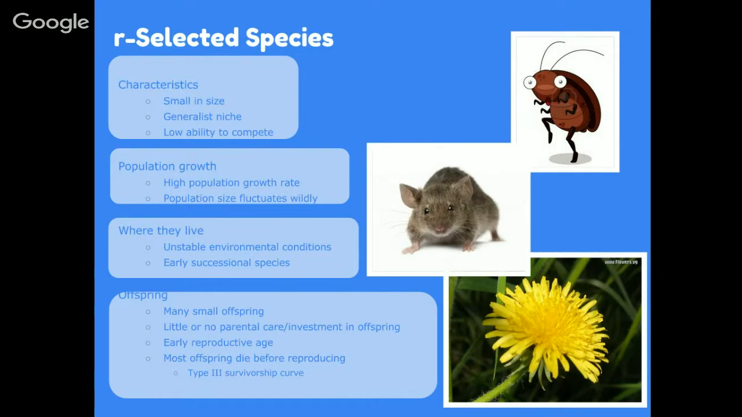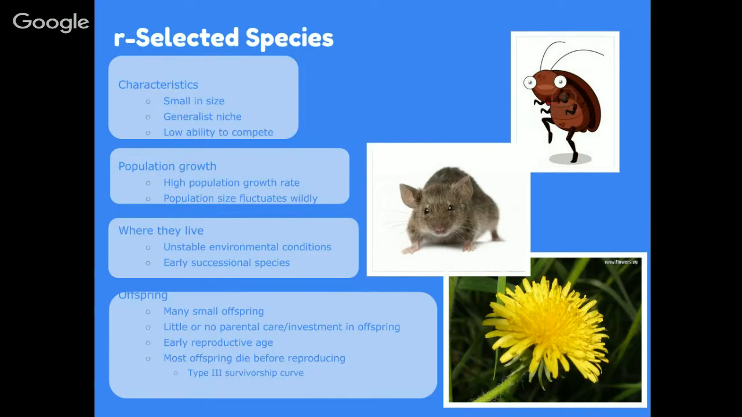As far as their offspring goes, they'll have a lot of offspring. There'll be very little parental care or investment in those offspring because there are so many, they can afford to lose a few evolutionarily. And they'll have an early reproductive age. So the species will mature quickly so they can reproduce more. You can see the goal of this R-selected species is just to produce as many as possible, because most of them are going to actually die before reproducing. And we're going to see this represented as a type 3 survivorship curve.